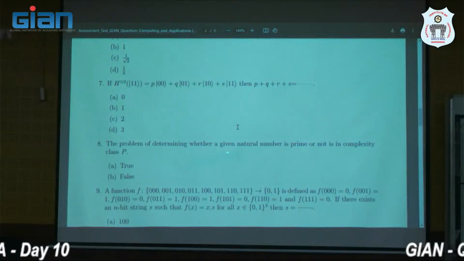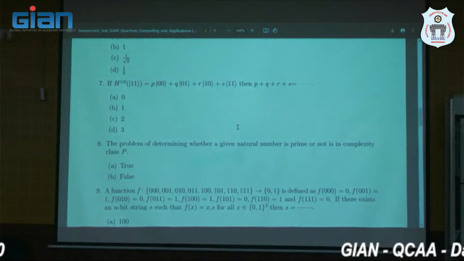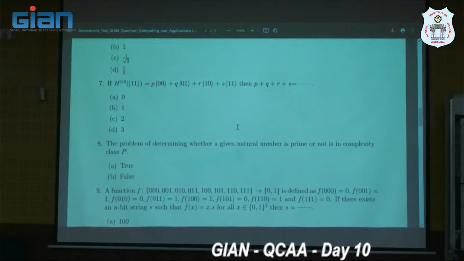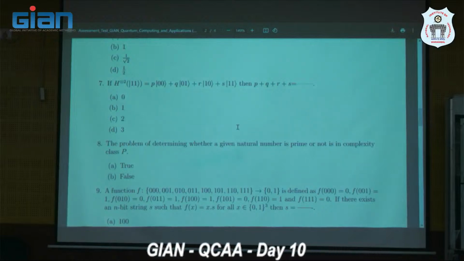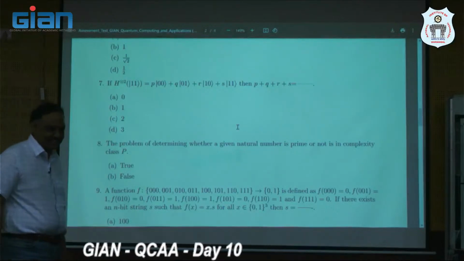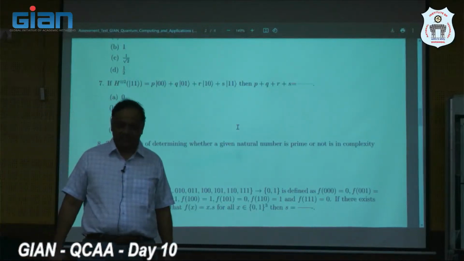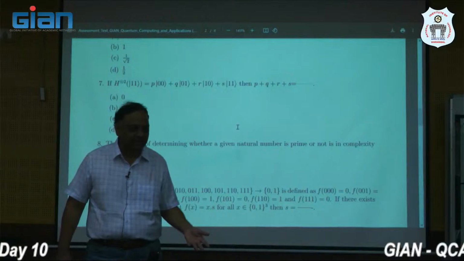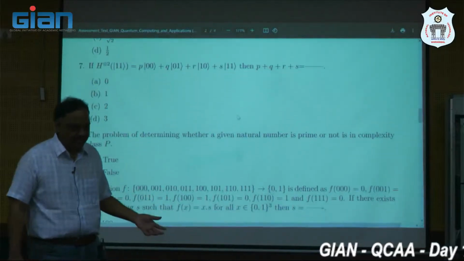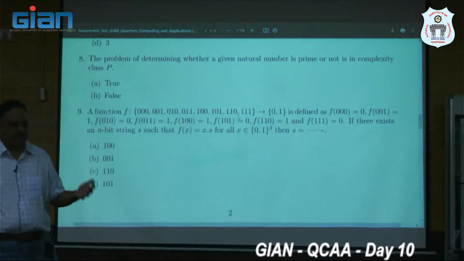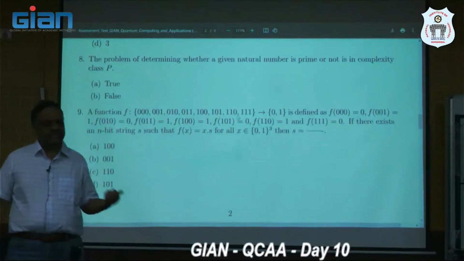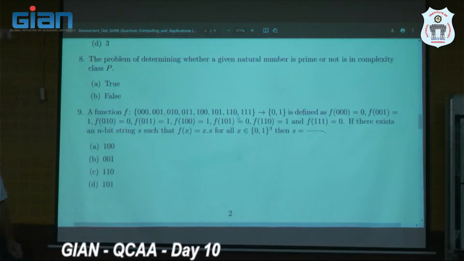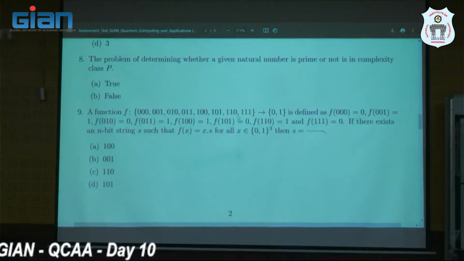Okay. The problem of determining whether a given natural number is prime or not is in the complexity class P. True? I don't know. Is "I don't know" the right answer or is true the right answer? True is the right answer, because there is an algorithm, the AKS algorithm. Remember, Agrawal, Kayal and Saxena, we discussed. That is the deterministic algorithm for primality testing, which puts primes in P. The title of the paper is "Primes is in P," correct? So primes is in P.